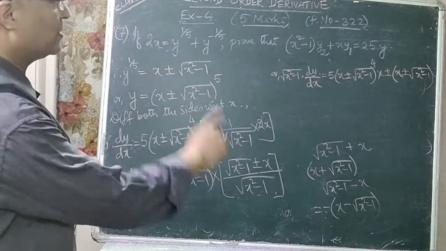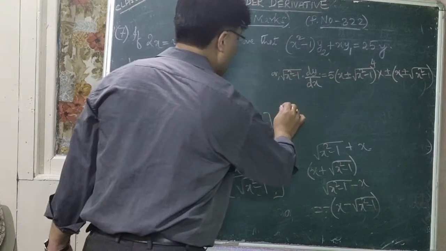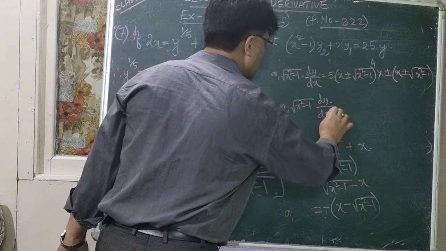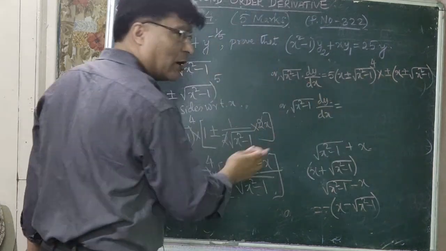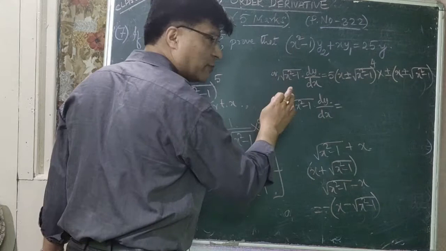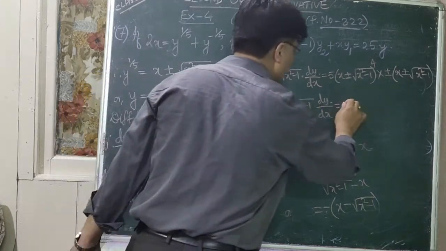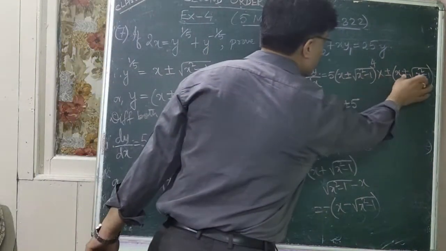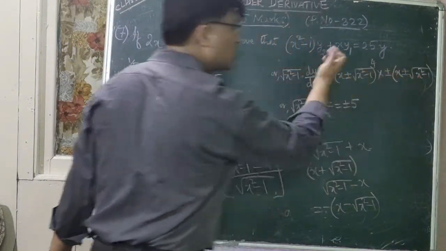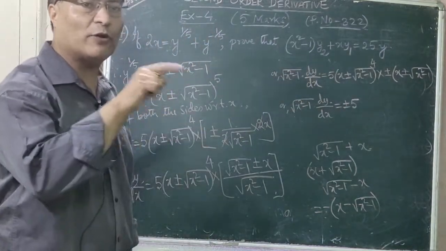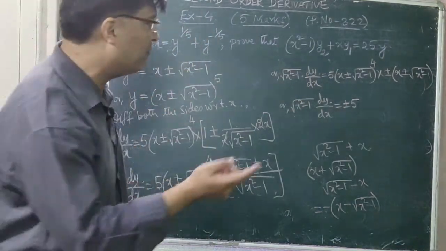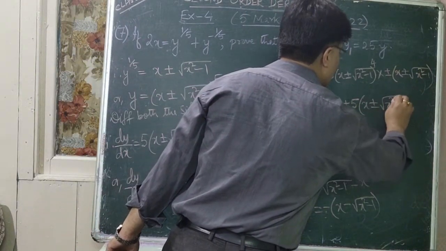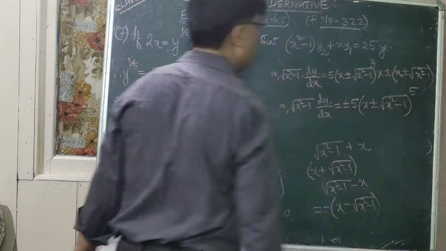So now let's simplify this right hand side. This is root over x square minus 1 into dy by dx, which is equal to plus minus 5 written in front of 5. Then these two are similar expressions. If you multiply them, powers will be added. If it is x to the power 4 into x, then we can write x to the power 5. Likewise, we can write here x plus minus root over x square minus 1 whole to the power 5.